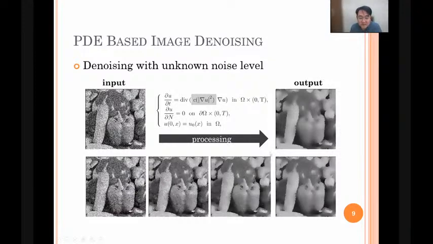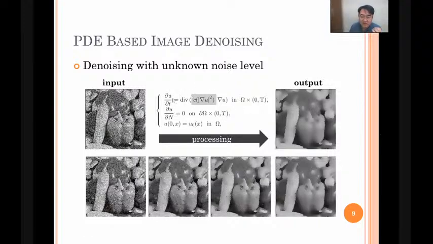Okay, so if you look at this dynamics, if your terminal time t is small, then you're still going to have noise in your image. If this time t is too large, you're going to lose a lot of image content. So in practice, what we did in the past is that this t is a hyperparameter that you need to tune.